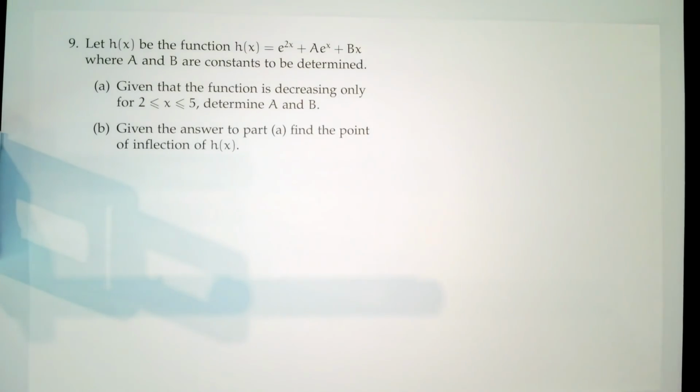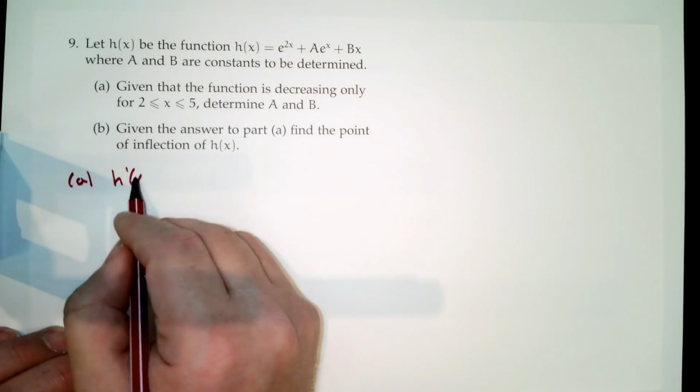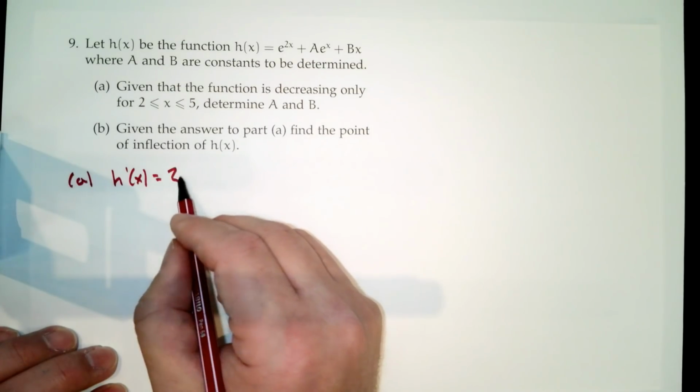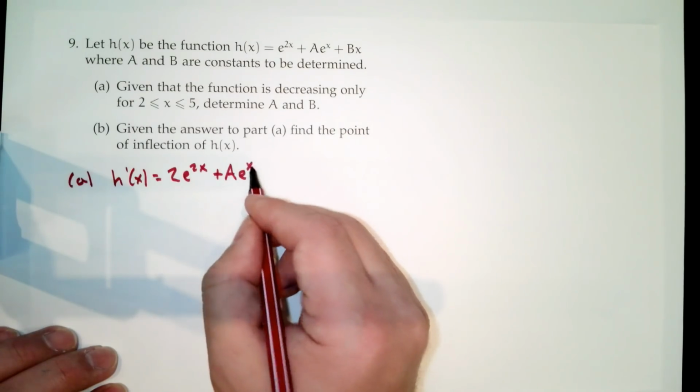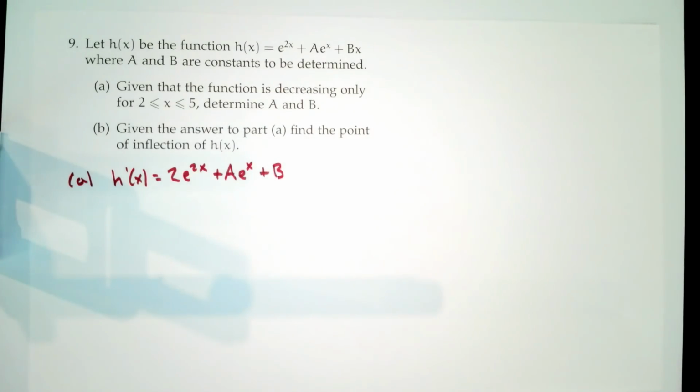Find a and b. Okay, well, the fact that it uses the word decreasing, what information are we really being told about? First derivative. So it seems logical that when I'm answering part A, I should start by looking at the derivative. h prime of x is the derivative of e to the 2x, 2e to the 2x, derivative of a e to the x, a e to the x, derivative of b times x, b.